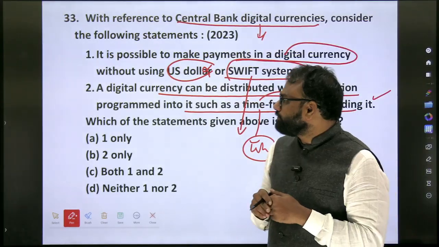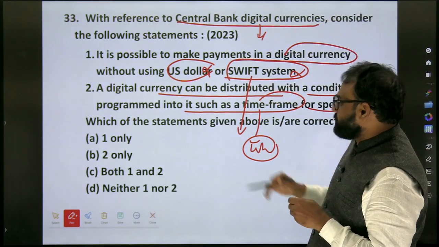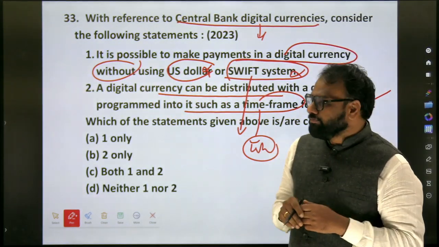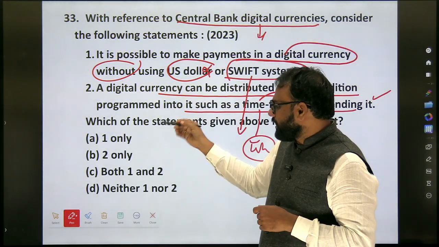Important. Both are correct. Here it is without using, right? Yes, both are correct. Here without using we can do it. So that is also correct, and 2 is also correct.